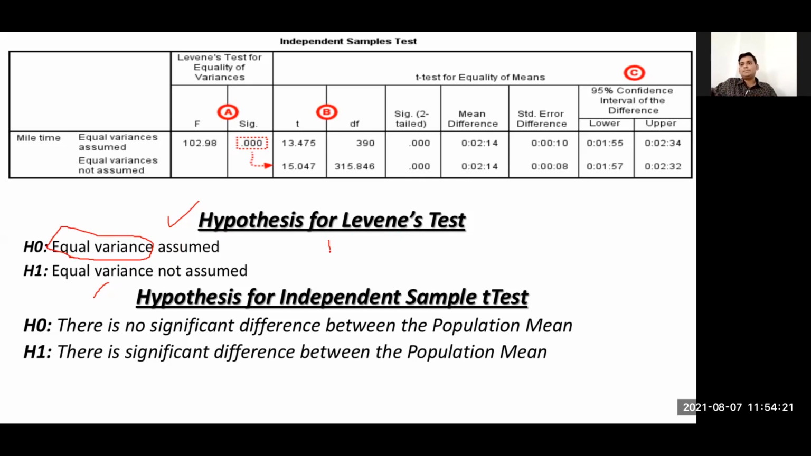Right? I again repeat, if the p-value is less than 0.05, then our research is falling under the rejection criteria, and we fail to accept the null hypothesis. We fail to accept the null hypothesis. So we are going to accept the alternative hypothesis, and we can say that equal variance is not assumed, right?